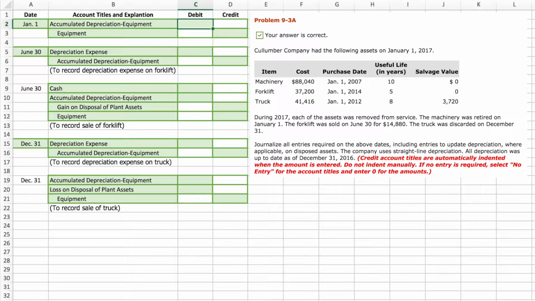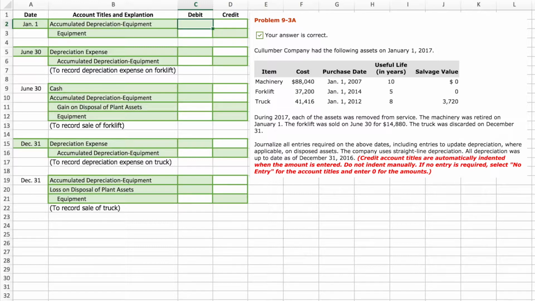We're given the following assets for the Cullenber Company on January 1st of 2017, and we're told we have to journalize these entries. So to start off, we're going to make an entry for the machinery item. As you can see, I've already entered each of the different account titles we'll be using to save some time. But we'll be going over each of them and explaining how to get the answers that we need, so don't worry about it. That will be explained as we go along.